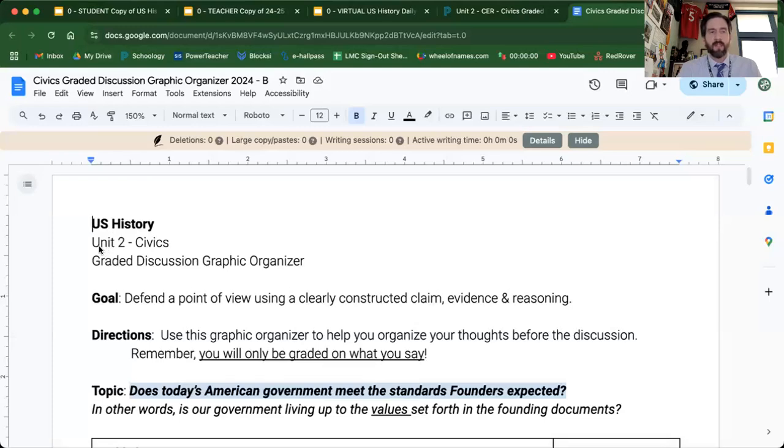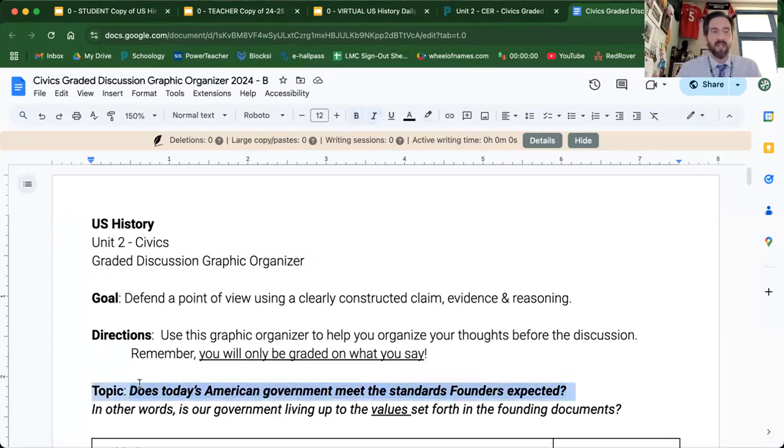All right, so this is our Unit 2 CER. This is a graphic organizer to help you. Our goal is to defend a point of view using a clearly constructed claim, evidence, and reasoning. We are going to be talking about our unit goal, which is to what extent does today's American government meet the standards that the founders expected?